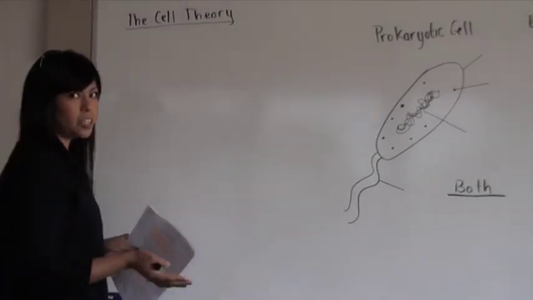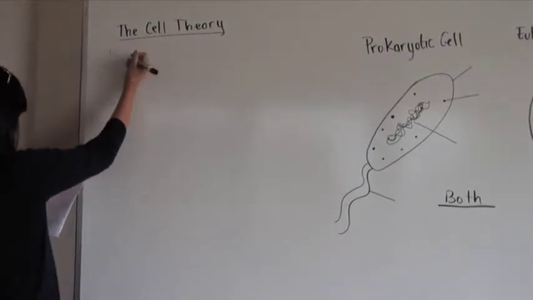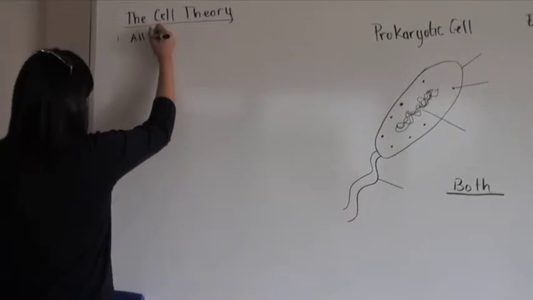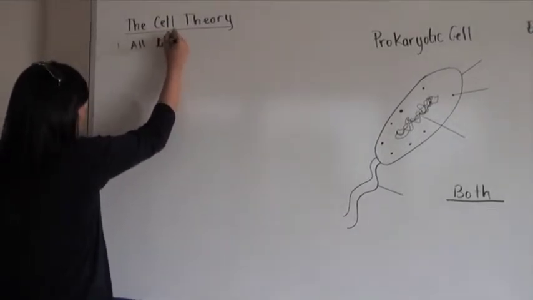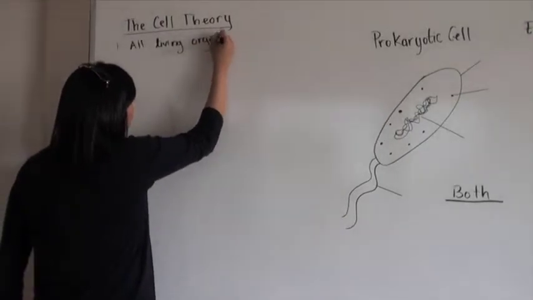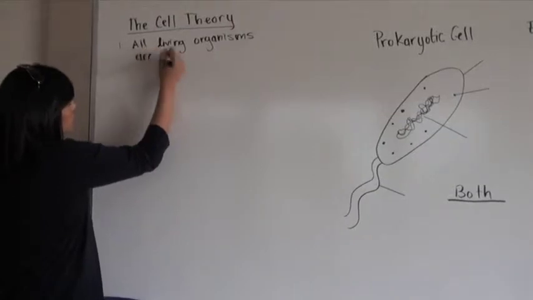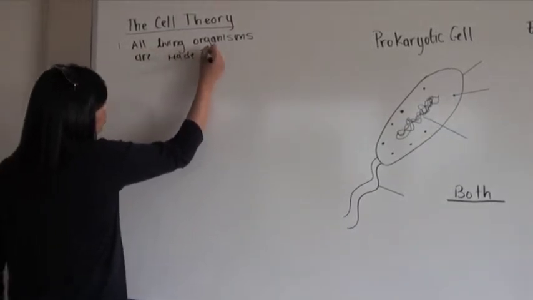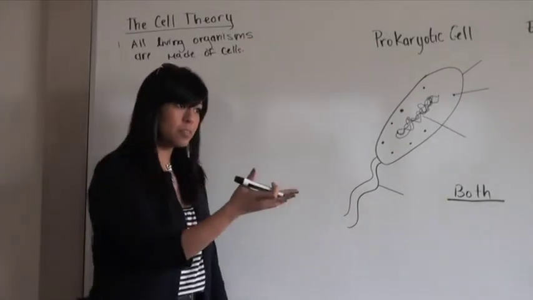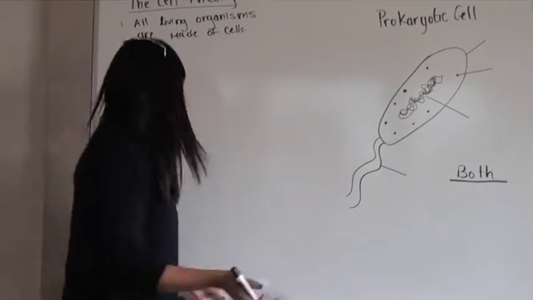Now we have three major things that are composed of the cell theory. The first thing we have is that all living organisms are made of cells. So we're made of cells, animals are made of cells, plants are made of cells, just everything's made out of cells. We're all living things.